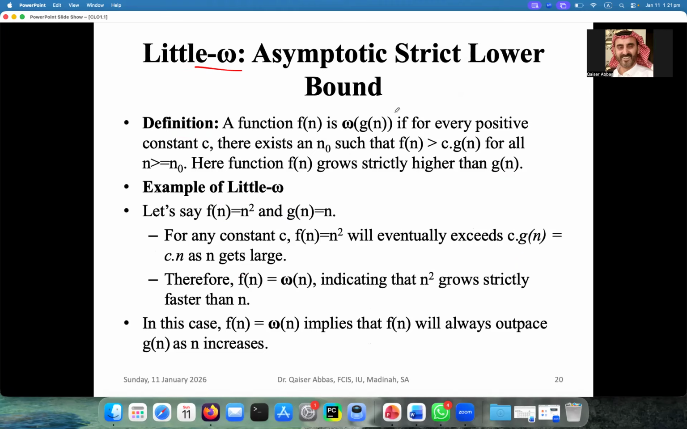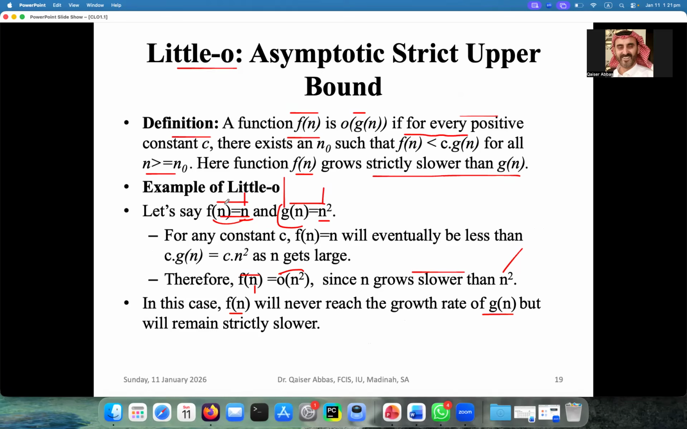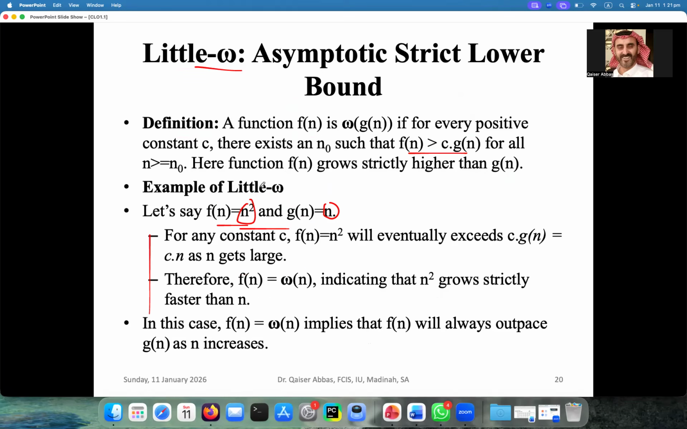For omega, the same definition. Equality is now gone. F of n is always greater. The example is also easy, read it by yourself, and I hope you can understand it. Only reversed. Now we are taking f of n equal to n square and g of n equal to n. The previous example is reversed.